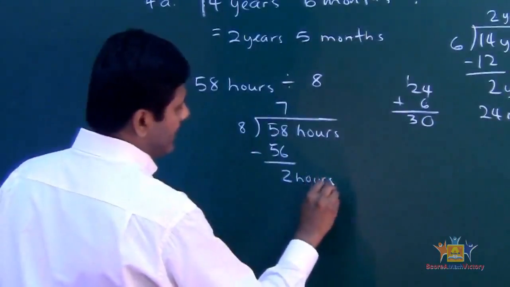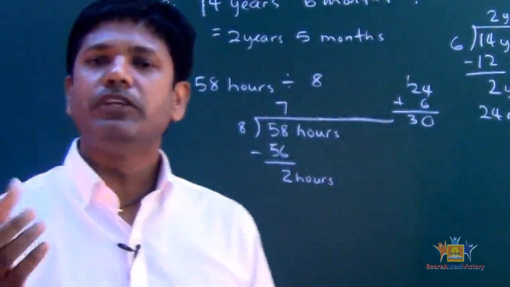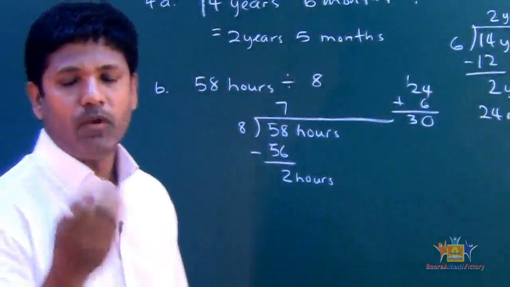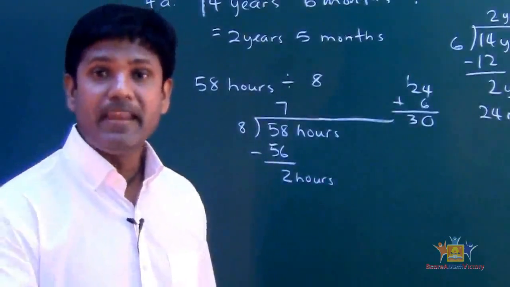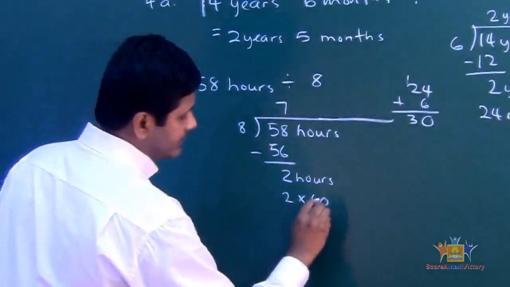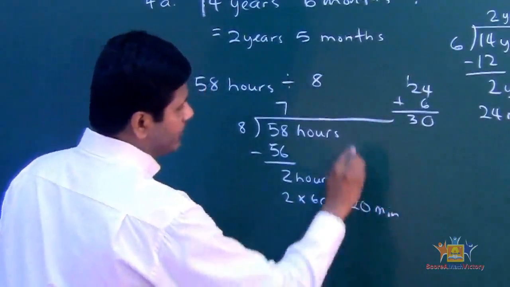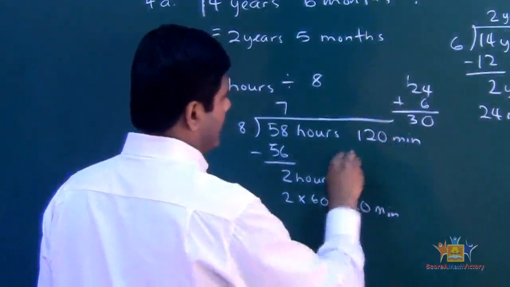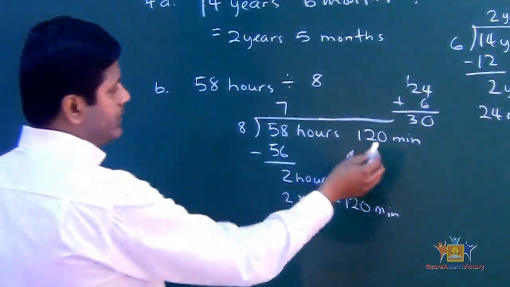But here you got the balance. So what do you want to do? You want to convert that 2 hours into minutes. And you know that 1 hour has how many minutes? 1 hour has 60 minutes, alright? That means 2 hours, you can multiply that by 60, will give you 120 minutes. So I'm going to put the 120 minutes right here. Okay, carried it up there. Now I'm going to divide 120 by 8.